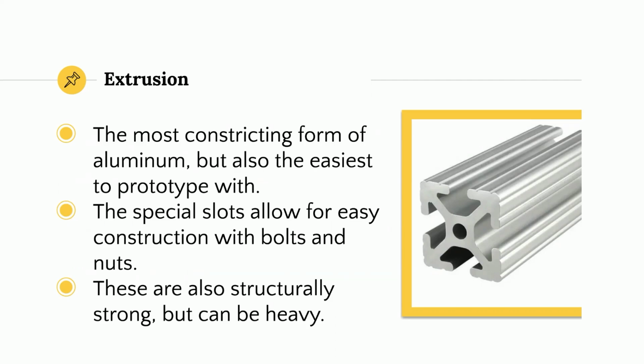These are also structurally strong because of their shape. However, they can be heavy because they have a lot of metal that doesn't need to be there if you use other forms. Extrusion is best used for prototyping.